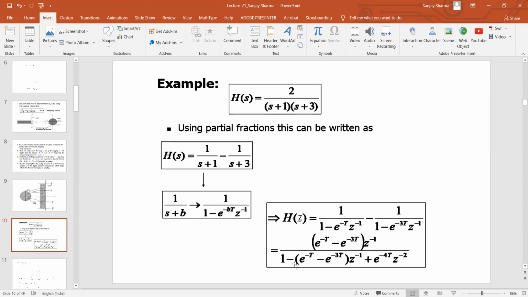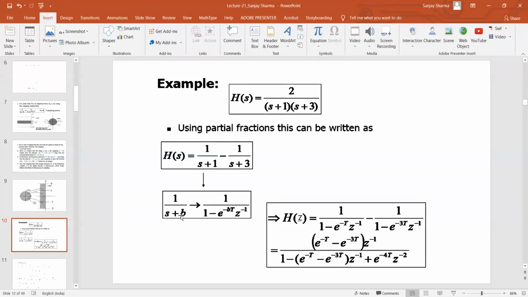And I can solve the second term. The denominator polynomial will be a second order polynomial with z to the power minus 2, and there will be a zero also, with the coefficient e to the power minus T minus e to the power minus 3T. This is the coefficient, and two poles will be there. These are the coefficients of the filter. This is the conversion we have done in this example, where we converted an analog filter to a digital filter using the impulse invariant method.